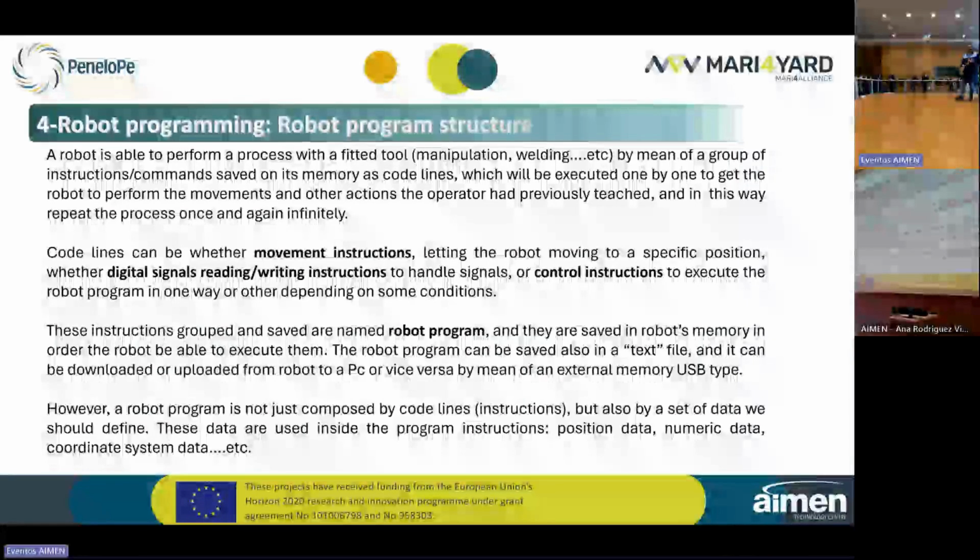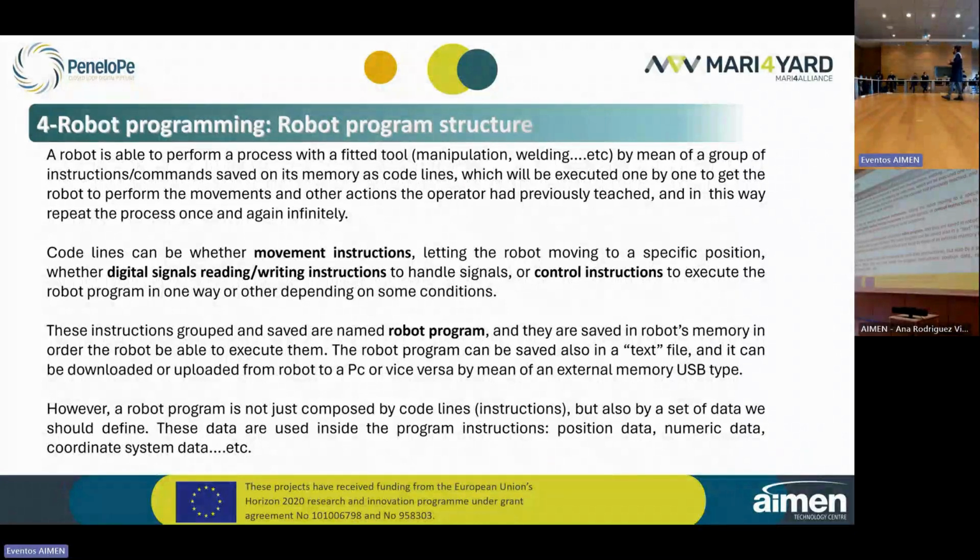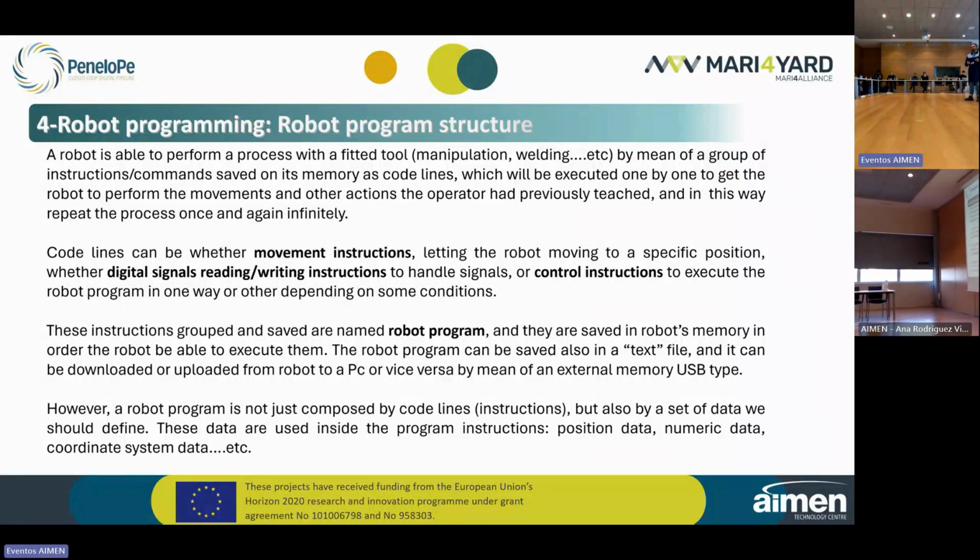It could be coordinate system data, etc. There is a lot of different data that is handled by the robot program code. Okay, so this is the concept of all the ideas inside a robot program: the instructions, the data, the different kinds of instructions, and how we can deal with these instructions through a robot program in a file.